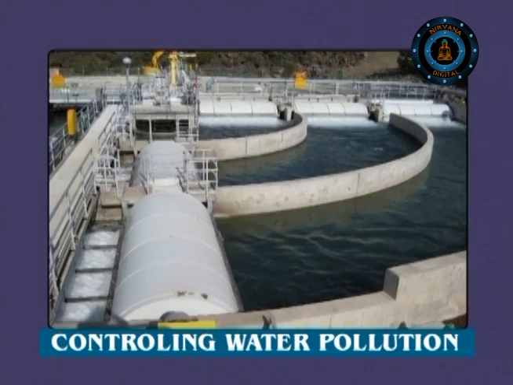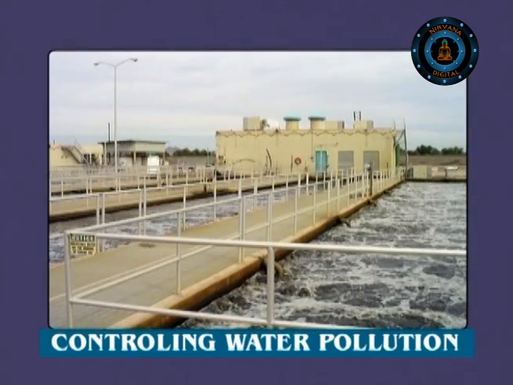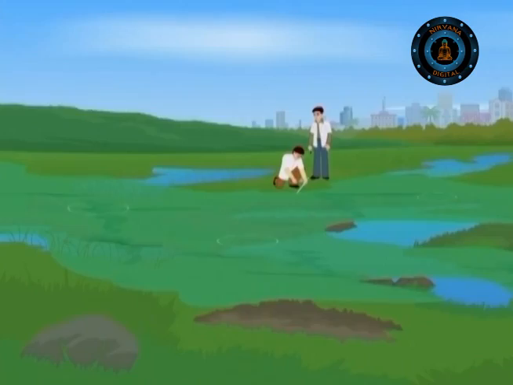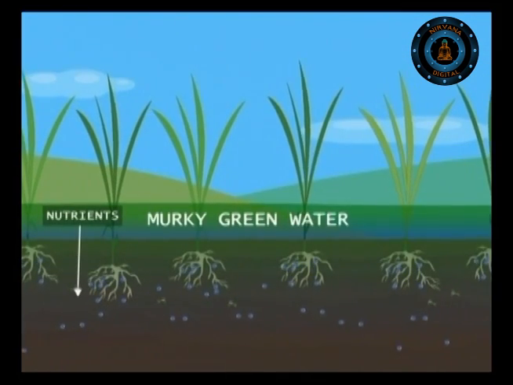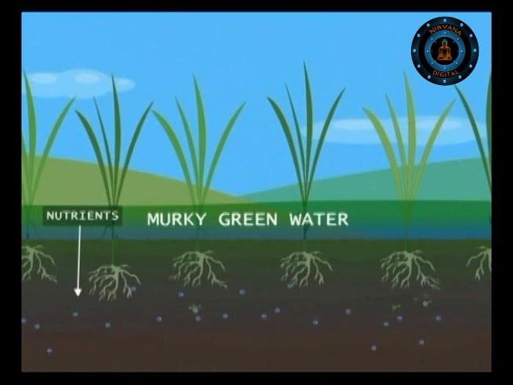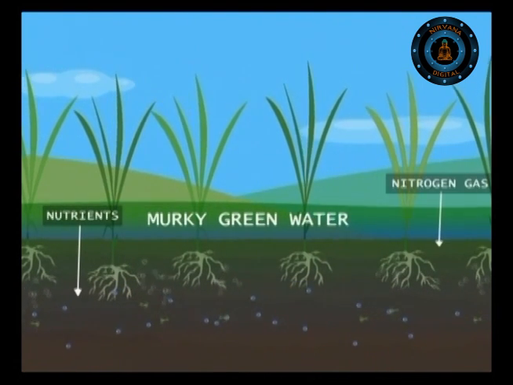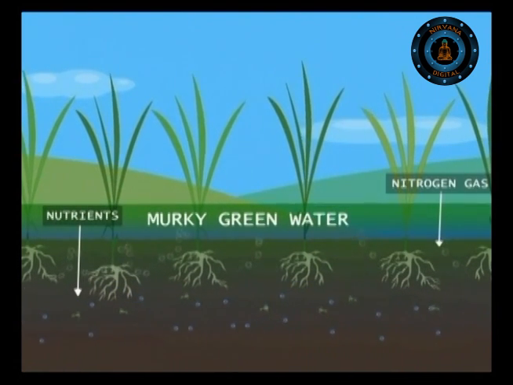Various steps are being taken to control the problem of pollution. One natural method is to let the water pass through a marshy wetland first. The growing wetland plants take up some of the nutrients and bacteria, and turn some of the nitrates into harmless nitrogen gas.